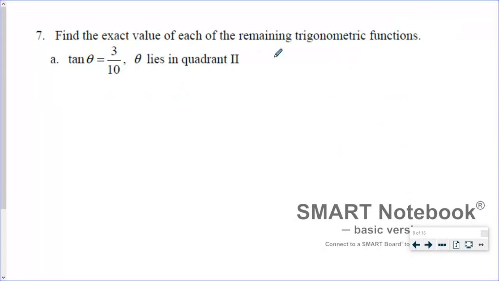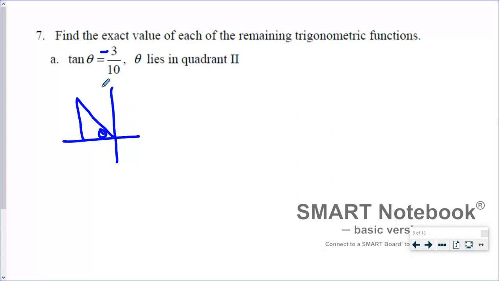Find the exact value of each of the remaining trigonometric functions. Tangent theta equals 3/10, and theta lies in quadrant 2. There was a small typo here. Obviously, if we're in quadrant 2, tangent is always negative, so this has to be negative 3/10. So we know that we're in quadrant 2, so I can simply draw an angle in quadrant 2. My theta is always right here next to my origin inside the triangle.